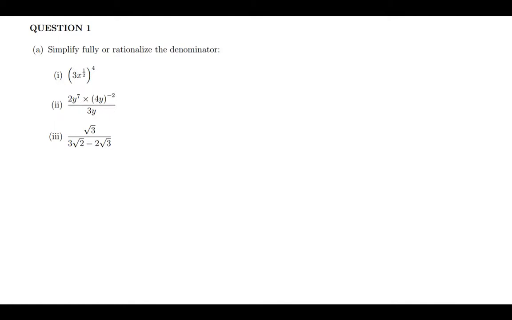We are going to be simplifying and rationalizing what we've been given here. So this one will simplify, and this one will simplify, this one will rationalize. So these are simple and straightforward questions. So what we do, we get the first one there.